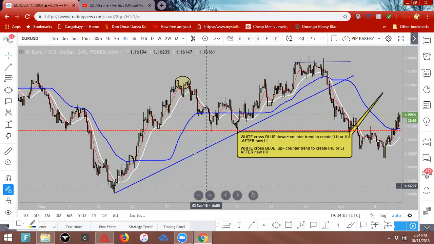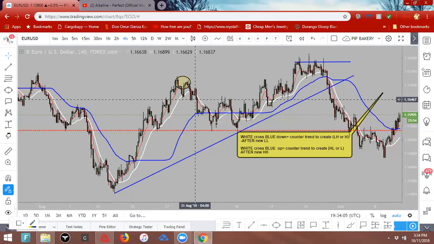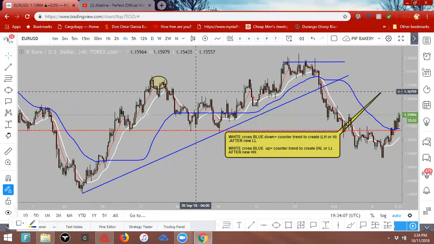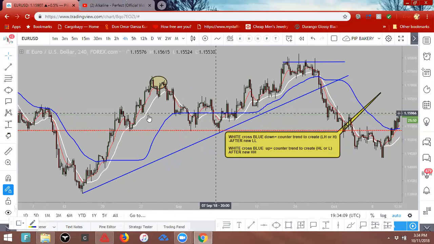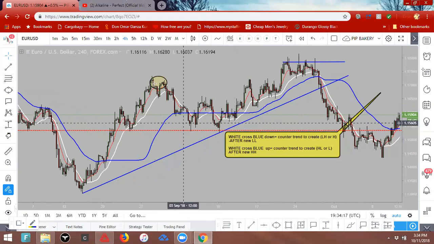So for example, let's go up here. Well, actually, no, that's for the other video. I'm just going to talk about this. So white cross blue up. You're looking for a counter trend to create a higher low or a low after a new higher high is made.